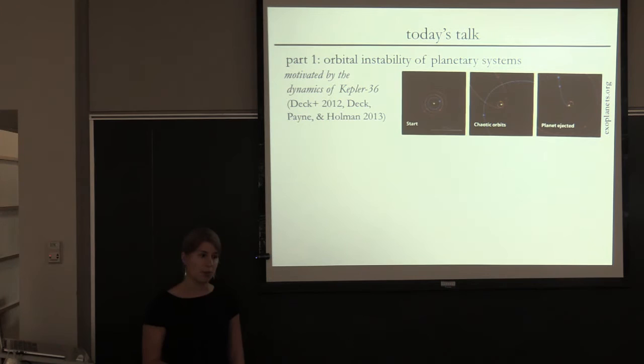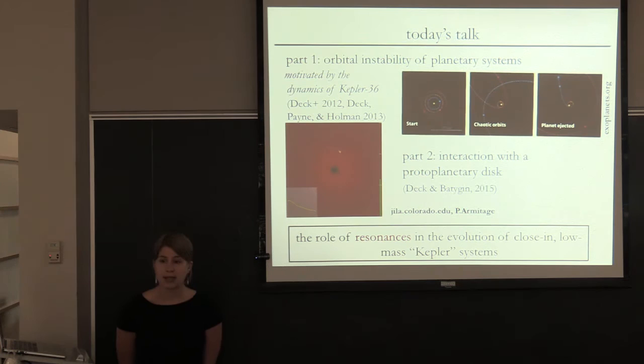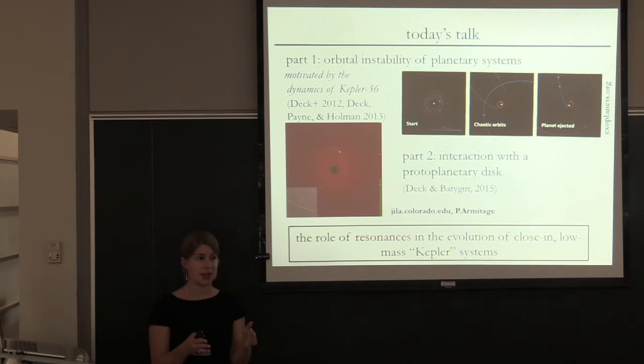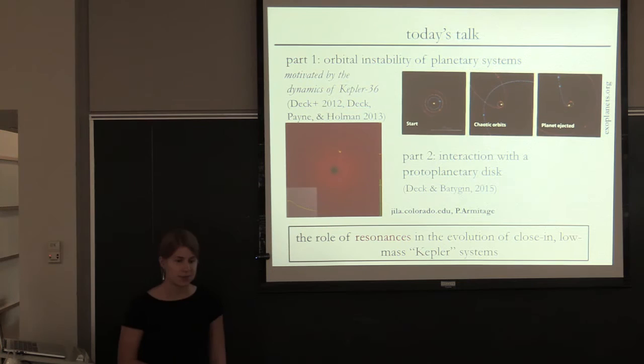The second part of my talk is going to be about how planets interact with protoplanetary disks, and in particular, the very specific question of how 2 planets near a resonance and interacting with the protoplanetary disk, how that system evolves. And as I mentioned before, I'm going to be considering these 2 processes in the context of the Kepler planets, these low-mass systems of planets that are very, very close to their host stars. And what you'll see as I get into the details is that in order to understand the dynamics of multi-planet systems, you really need to understand the resonances in these systems. And so that'll make more sense as I move along.